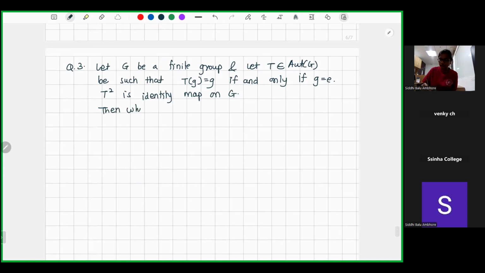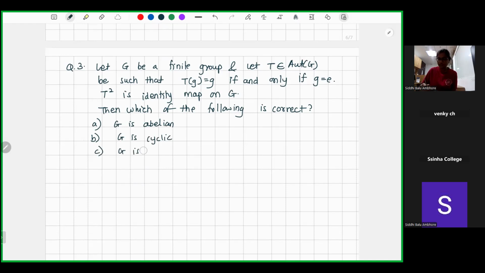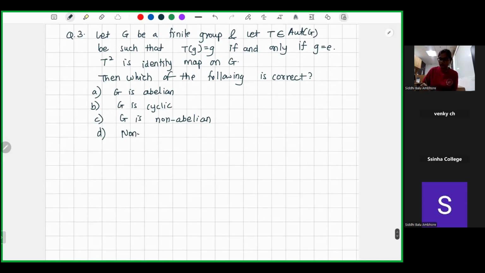Then which of the following is correct? We have to check this. The first option is that G is abelian, B that G is cyclic, C G is not abelian, and D is none of this is true. We can't conclude anything about G if this property holds.